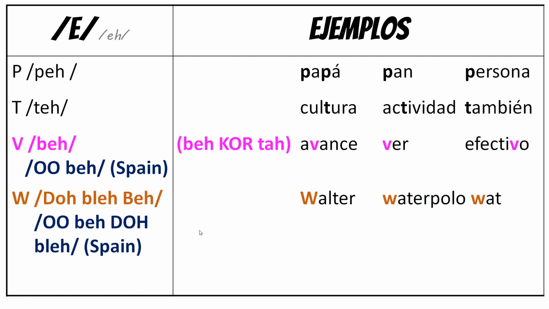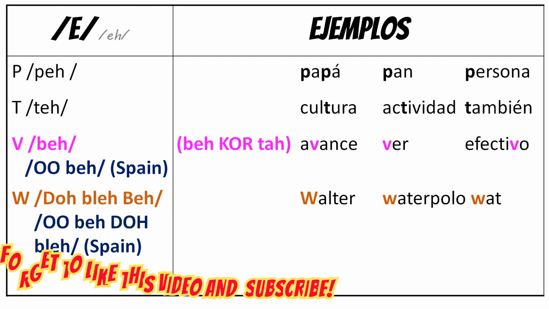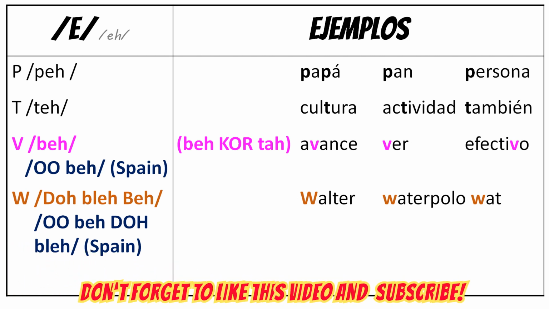And the W, in Latin America, in some countries they say U, literally U, W. And in Spain they say W. This letter sounds like U. Walter. Waterpolo. And although W is a letter in the Spanish alphabet, we don't have many Spanish words with this letter.